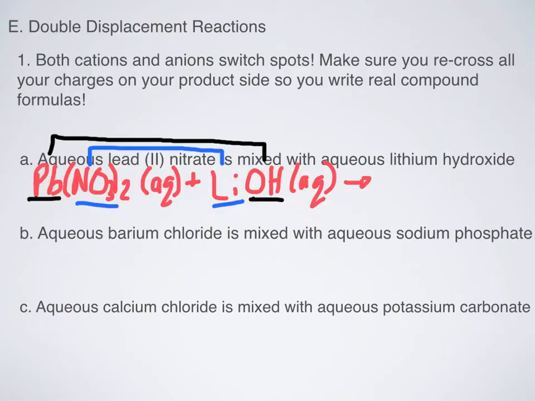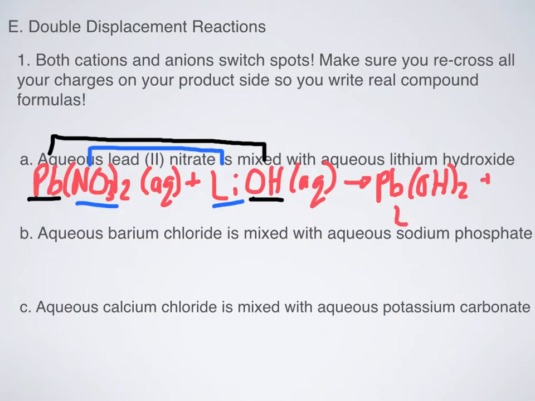Again, just like in a single displacement reaction, if I keep my charges the same on both sides, if possible, it'll make my life a lot easier. So right now, I'm going to be pairing up my lead 2 ion and my hydroxide ion. So lead 2 hydroxide looks like this.